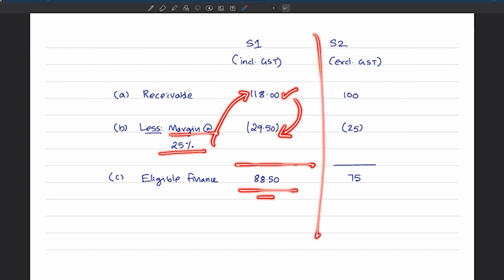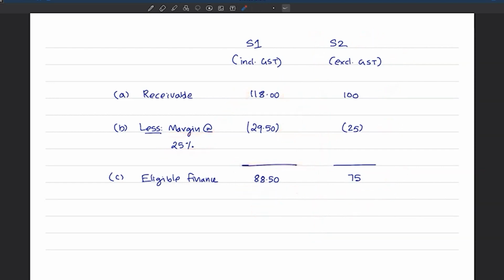This is including GST. Scenario 2 is excluding GST. 100 is the receivable, 25% margin works out to 25. So 100 minus 25, the eligible bank finance is 75 only. So here it is 88.5, here it is 75. Now let's do an analysis.